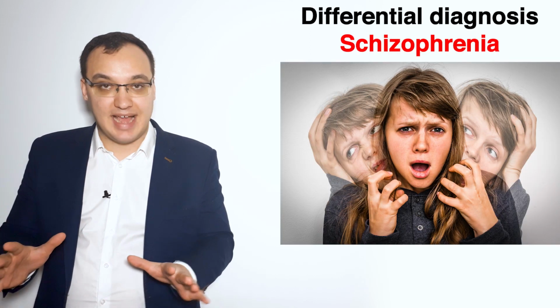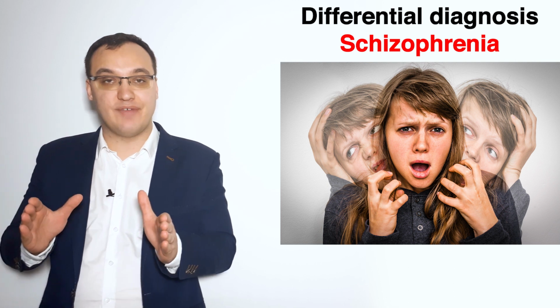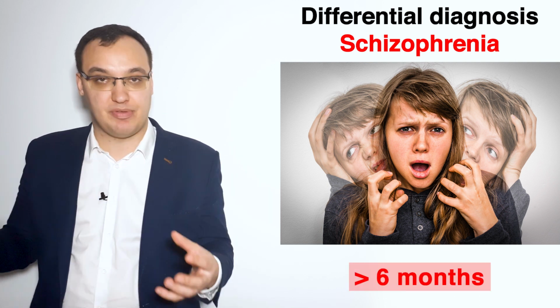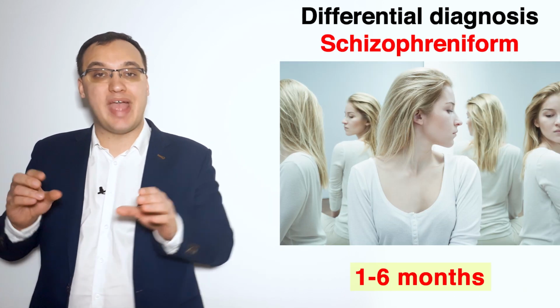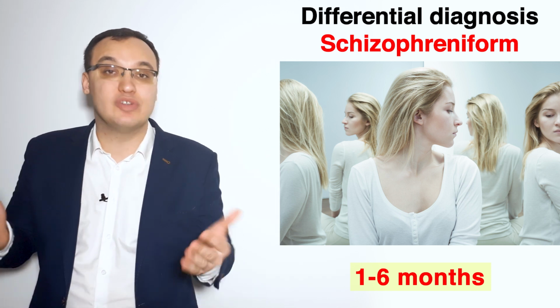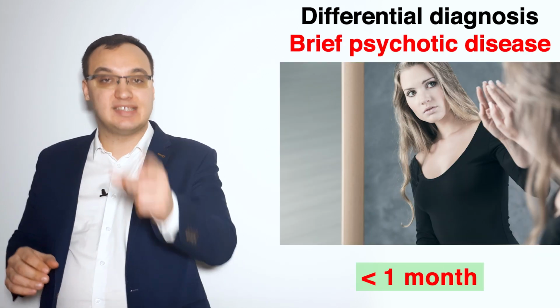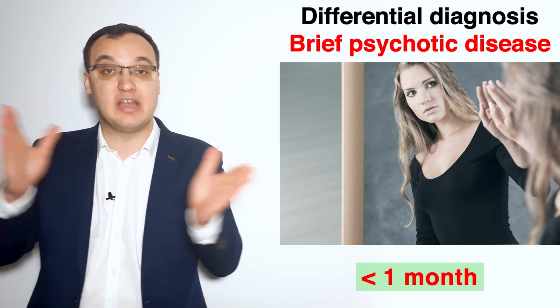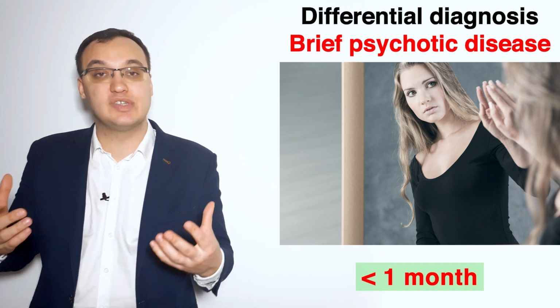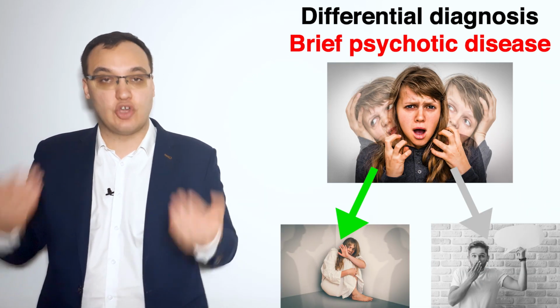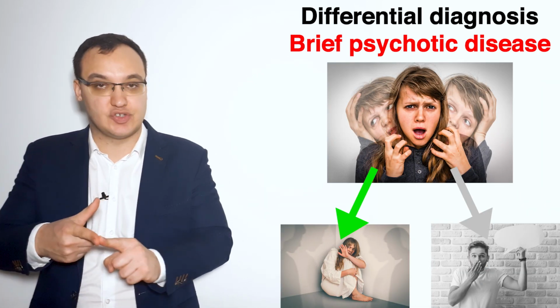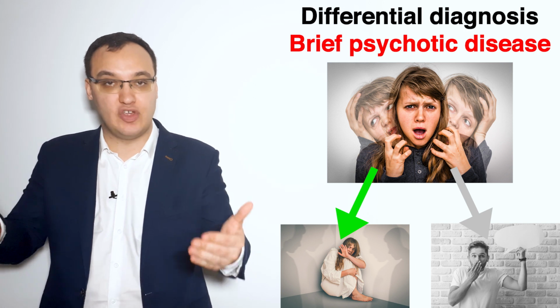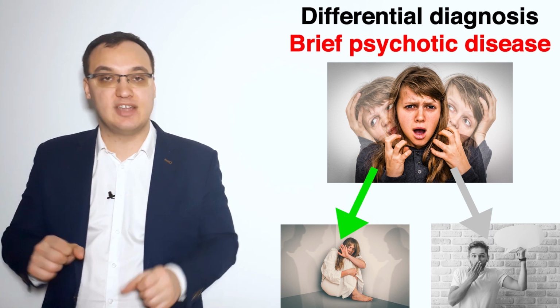What I mean is that schizophrenia is diagnosed when we have a disease for more than 6 months. Schizophreniform is when we have schizophrenia for less than 6 months. Then it's called schizophreniform. There exists also another disease which is called brief psychotic disease, and this is when we have less than 1 month. It's brief. It's psychosis for a brief period. As we know, psychosis is delusions, hallucinations, and so on. These are the positive symptoms in schizophrenia. Please check the video about symptoms, and then you will understand what I mean.